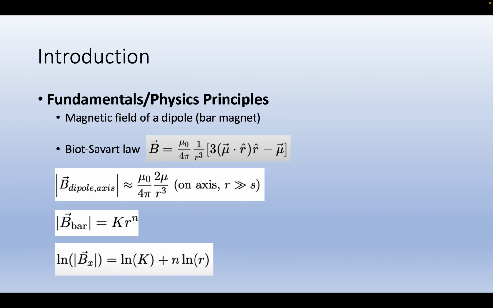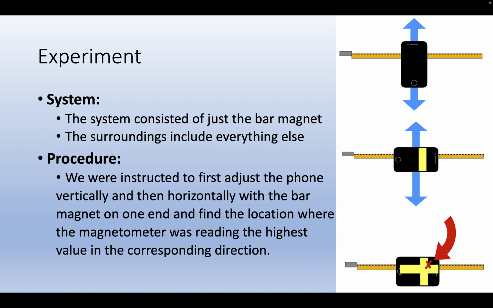modeling the bar magnet with the magnetic field of a dipole. We're going to be using the Biot-Savart law mainly, like I said, and the next three equations were derived from the lab assignment sheet. So the system for this experiment consists of just a bar magnet on one end of the meter stick, and the surroundings will include then everything else.